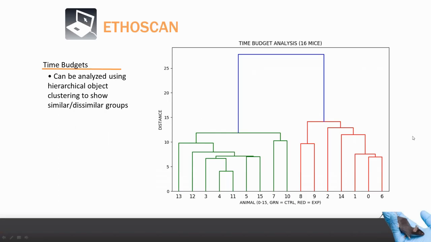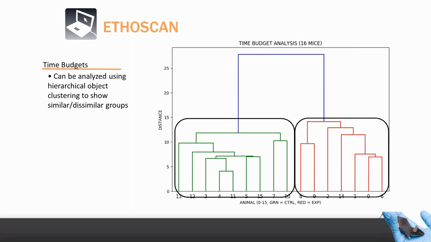And with the time budgets, then you can feed these into advanced statistical analyses, such as hierarchical object clustering. And you can then say, okay, I have a group of control animals and a group of experimental animals. Do their time budgets differ? In this particular case, they do. Here is one group over here. This is the control, and this is the experimental group. So it gives you a very nice objective way of separating out or looking at the effects of a treatment, a knockout, or whatever it may be.